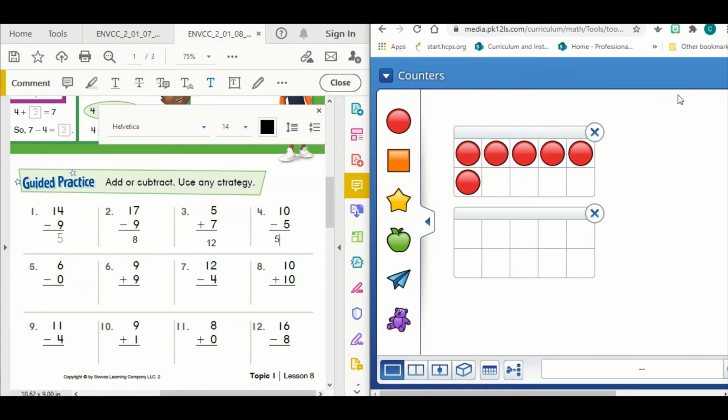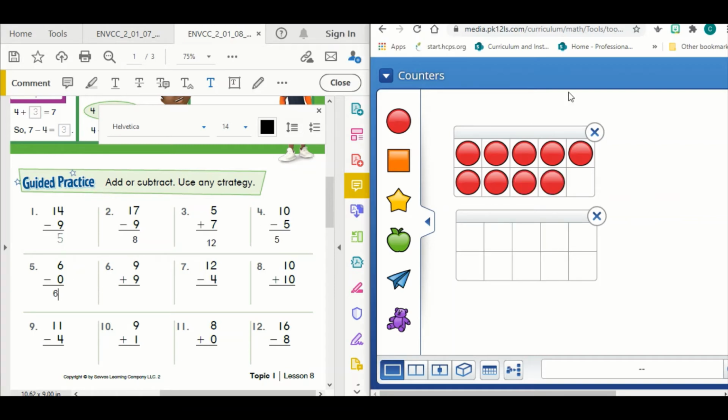And this is number 5. 6 minus 0, well, there's 6. If I take away nothing, I'm going to have 6. That one was pretty easy.